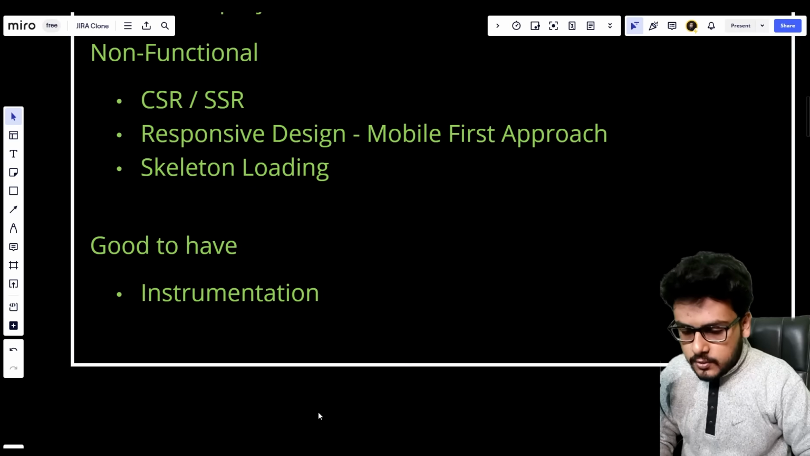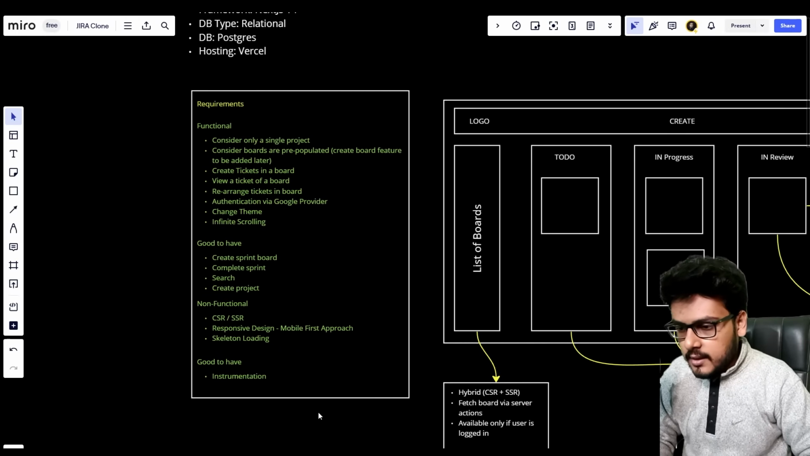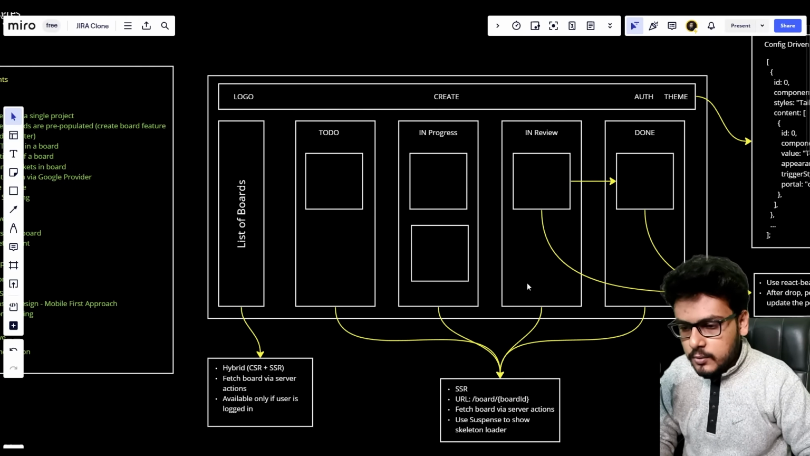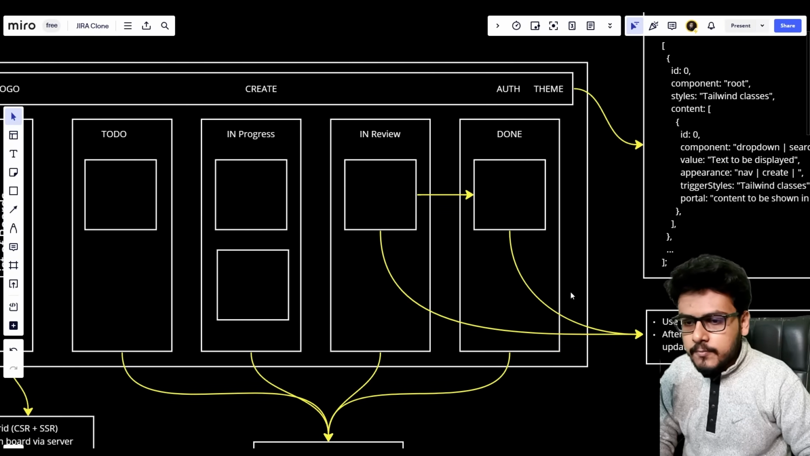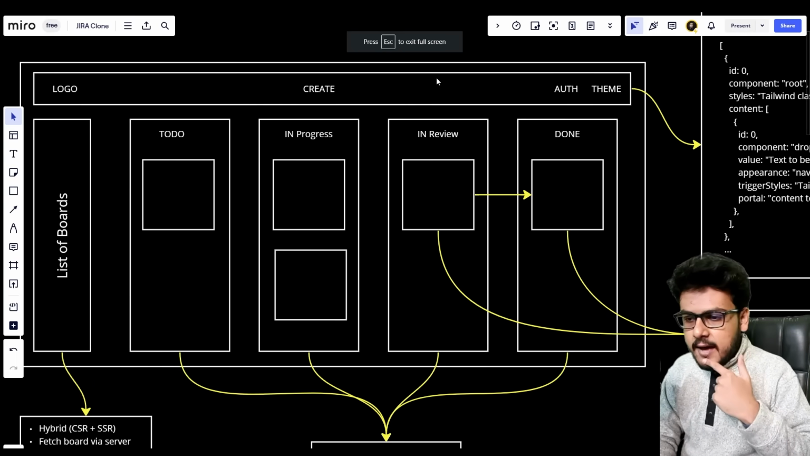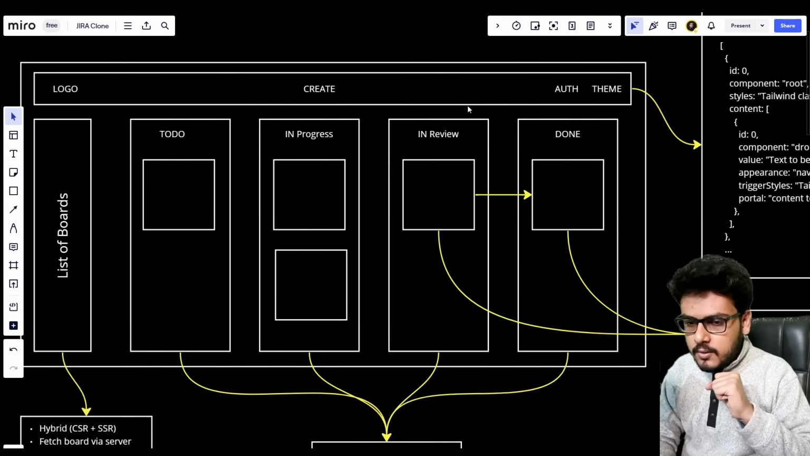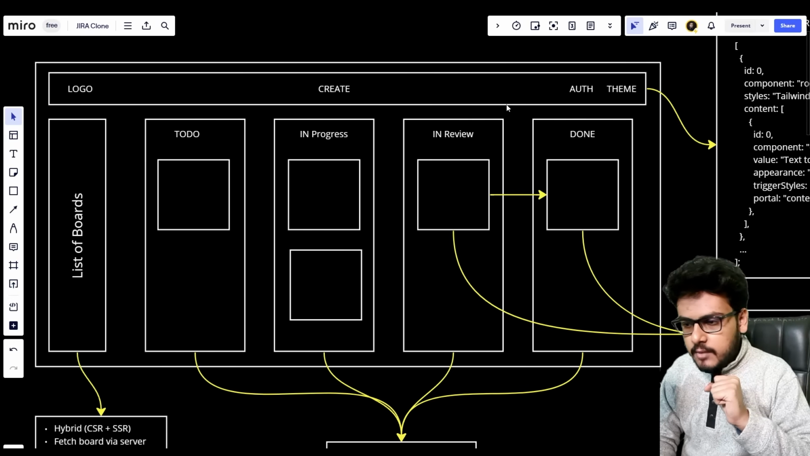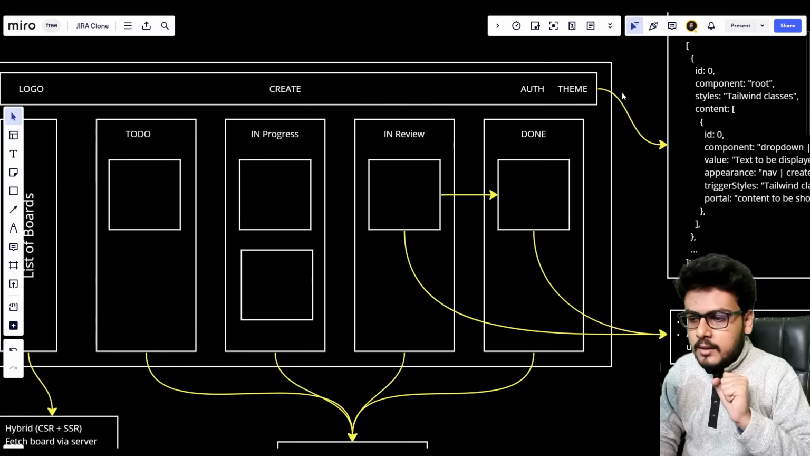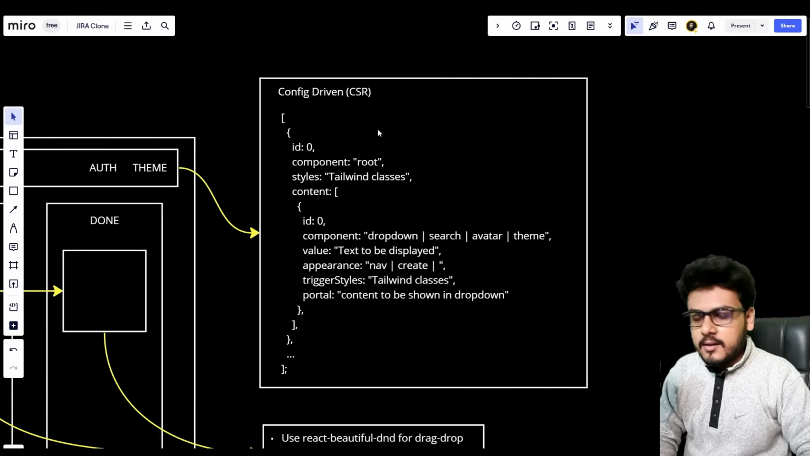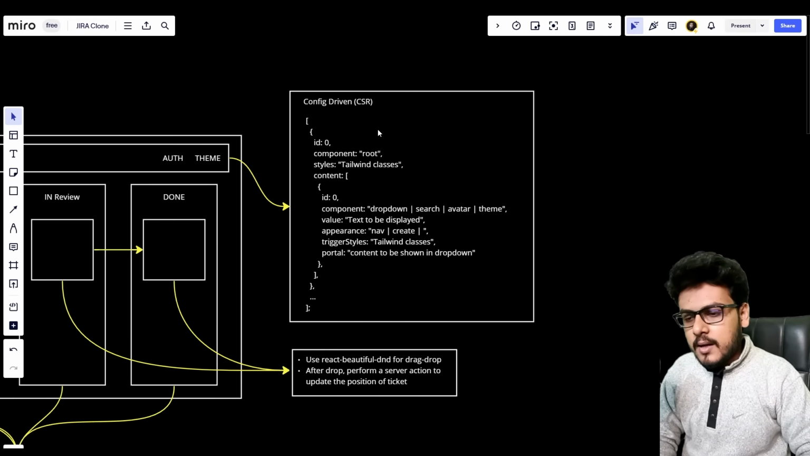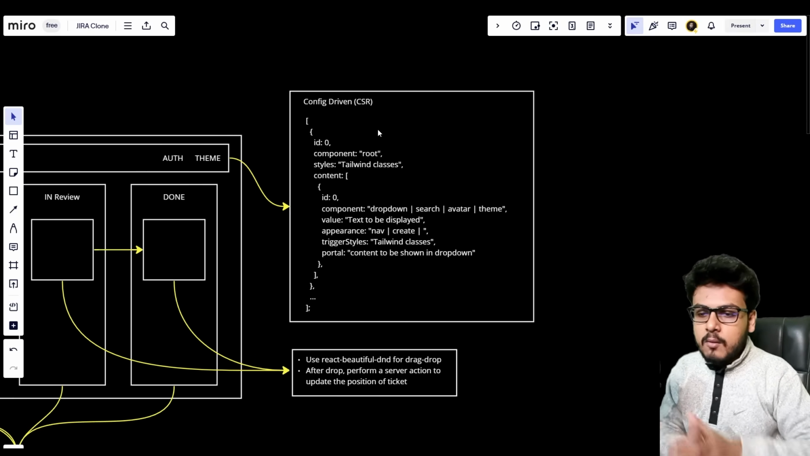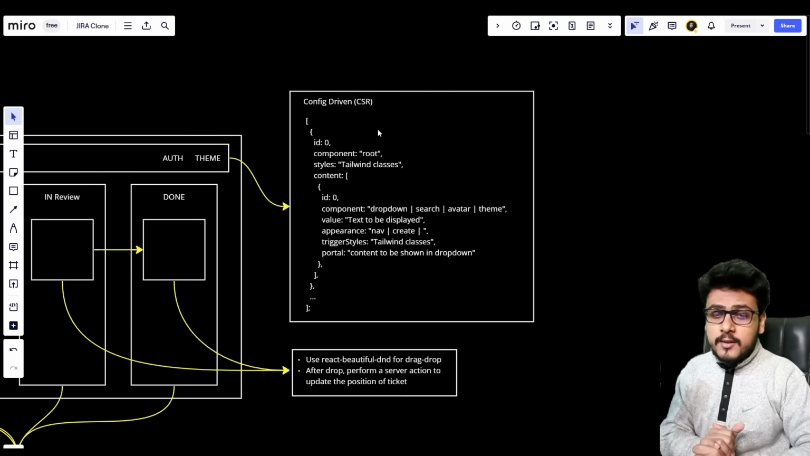All right, so we have understood the requirements and everything. Now let us come back to the wireframe, and let's start with the easy parts. On the top you can see that we have a really nice navigation bar. On the navigation bar we can see a logo, a create button, authentication, and the ability to change the theme. So what I have come up with is that I will build this nav bar via config driven UI. What is a config driven UI?